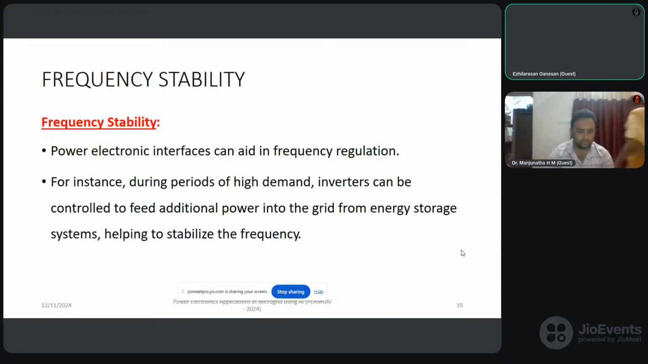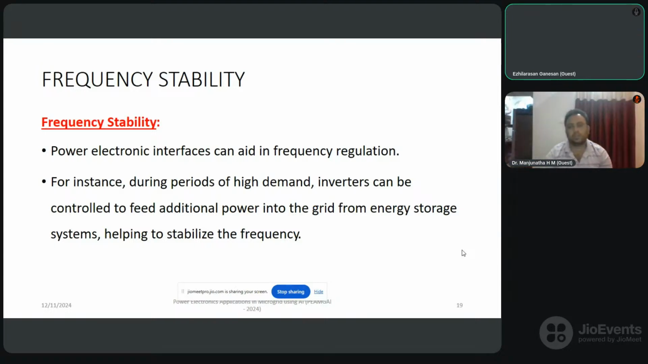So frequency stability means, as I said, frequency is very important. Power electronic interfaces can aid in frequency regulation, right? For instance, during periods of high demand, inverters can be controlled to feed additional power into the grid from the energy storage systems, helping to stabilize the frequency. So previously we didn't have energy storage systems, right?